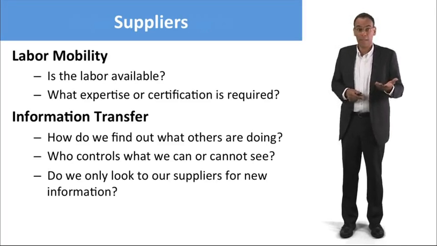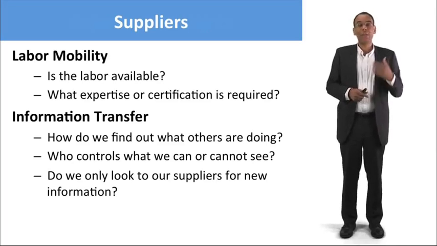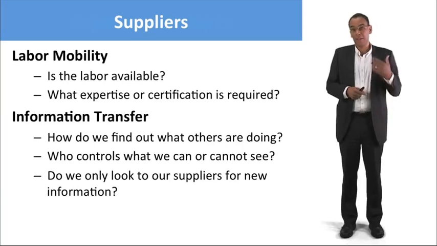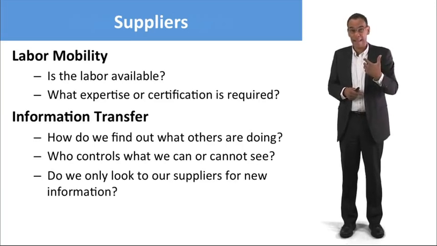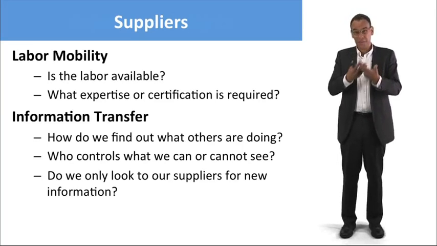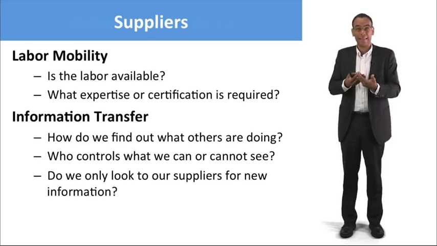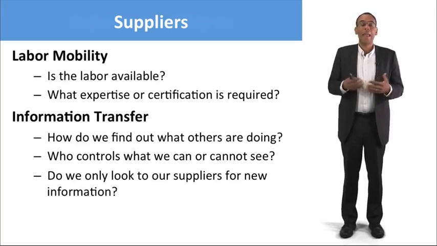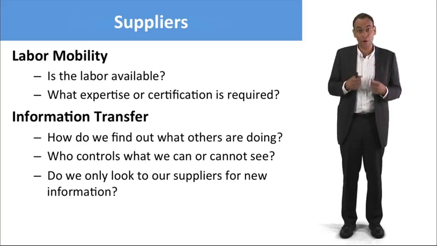So besides labor mobility, we have this issue of information transfer. How do we find out what's going on in our industry, what other people are doing inside of our industry? And usually it's the suppliers that we're going to use to find that out. But what is their interest in telling us? Also, to what extent do they control what we can see or what we can't see? As a supplier, it's in my interest to not let you see too much about what I'm able to do and how I'm able to do it, right?